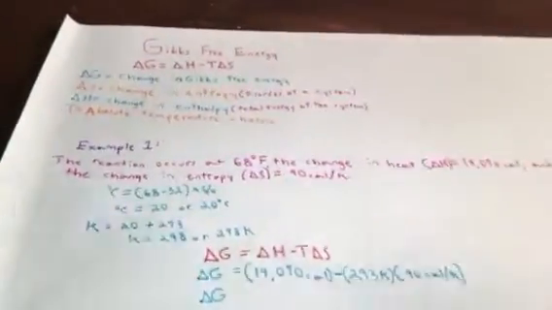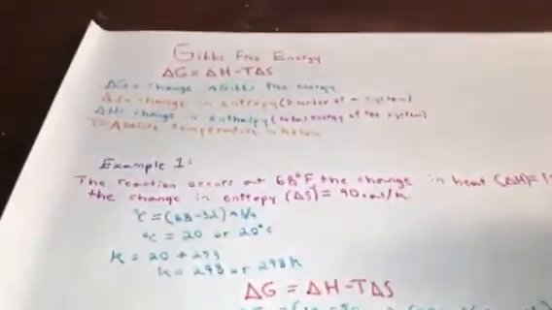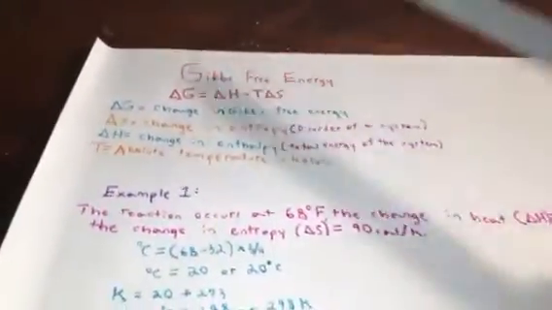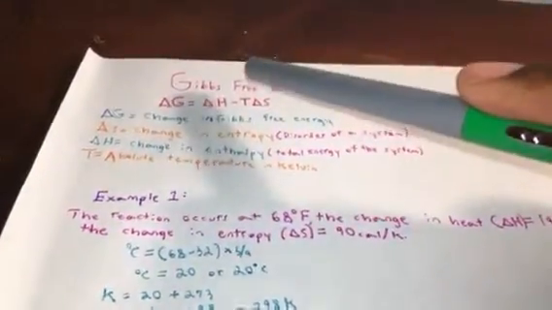One thing about Gibbs free energy you should know right off the bat is the equation. Even if you don't know what each variable stands for, you should know it so you know how to do it. The equation is G equals H minus TS.